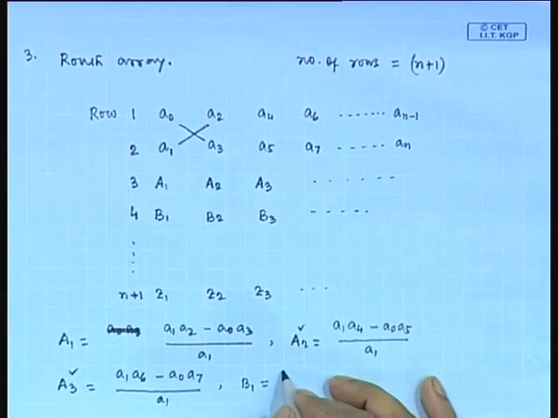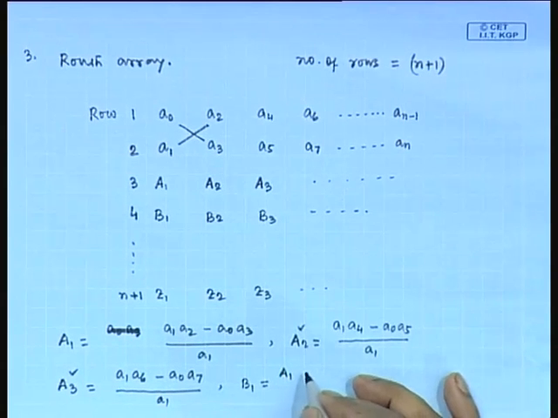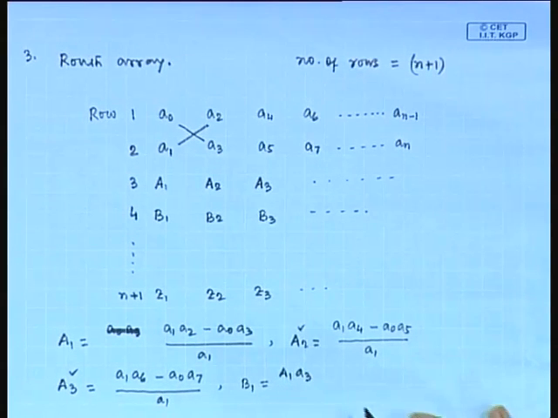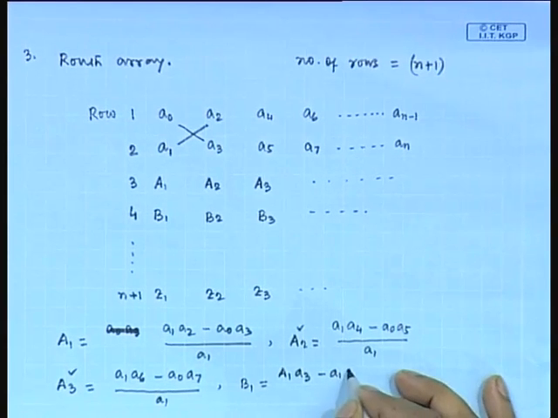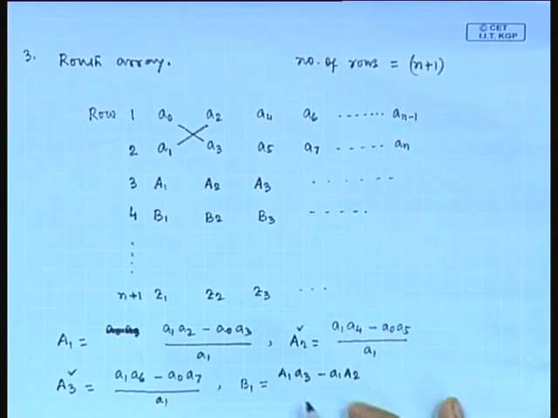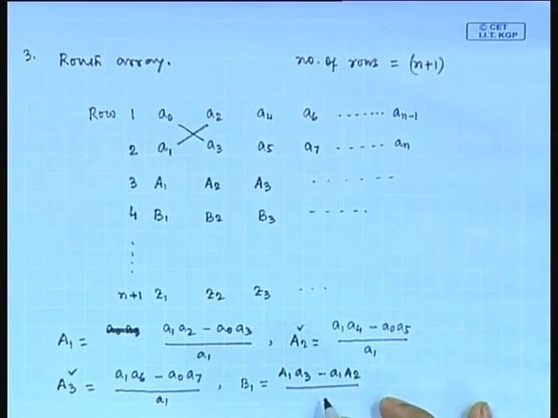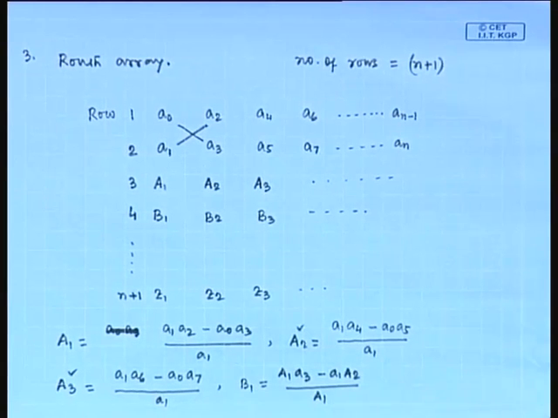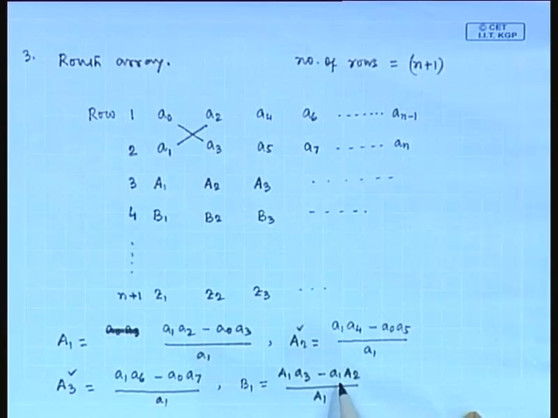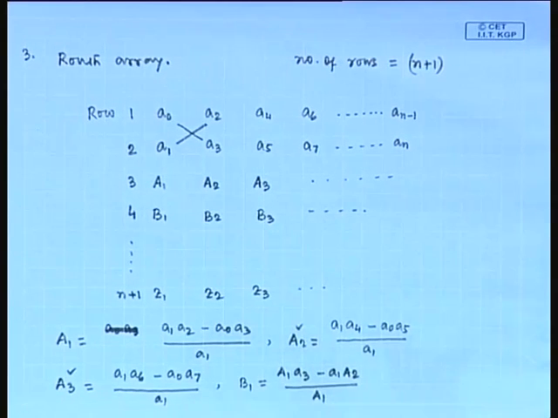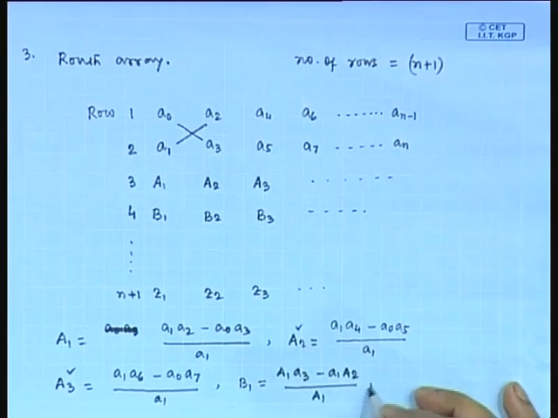B1 will be capital A1 small a3 minus small a1 capital A2 divided by capital A1. The expression for B1 we can write as capital A1 A3 minus small a1 capital A2 divided by capital A1.